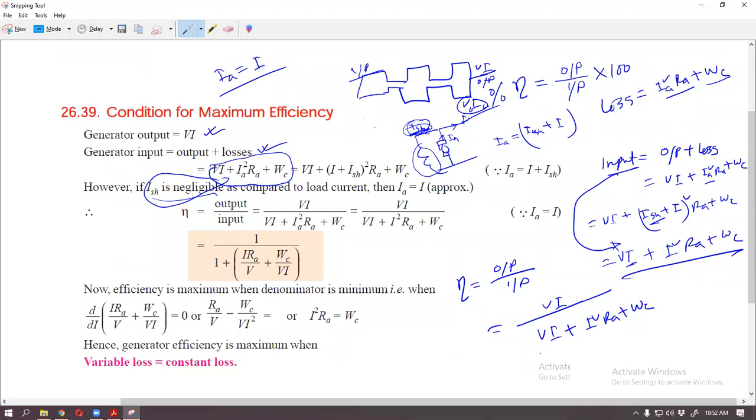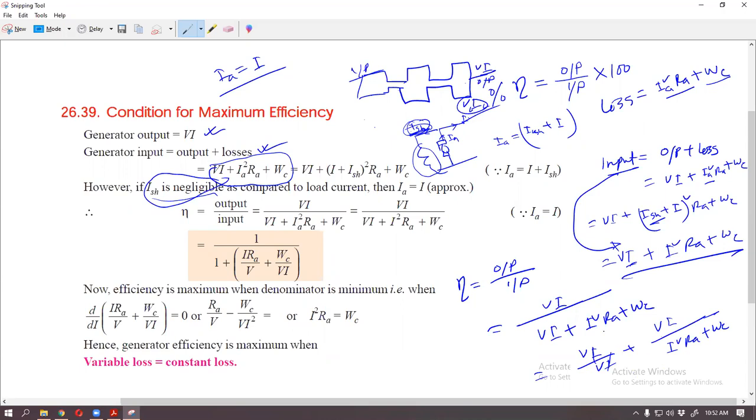Now just divide all parts by VI: this part divided by VI and this part divided by VI. These are two sections: VI by VI plus VI by this total. This total means I square RA plus WC. So this is equal to 1, so 1 plus this.